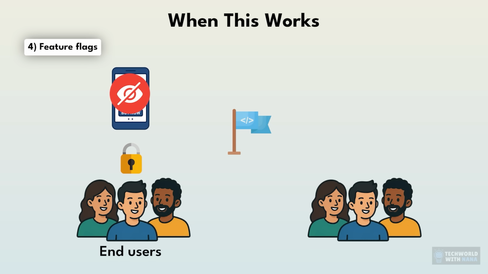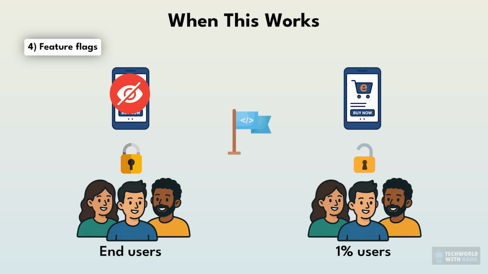progress are kept hidden from the end users, but it's turned on for just 1% of users first to see if it actually works, nothing breaks, and then gradually increase if everything looks good. However, there are a few issues that you may run into when using this approach.